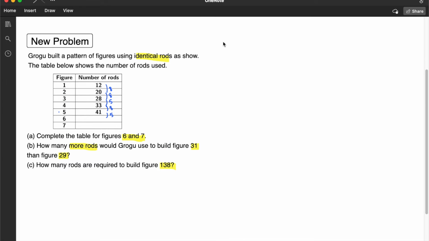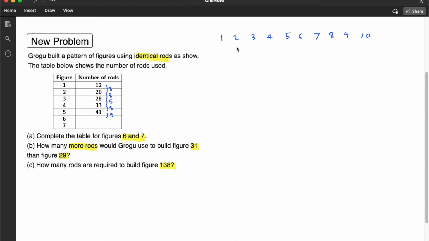Now in order to answer part C, let's reproduce our table into a horizontal form. So we have 1, 2, 3, 4, 5, 6, 7. Let's extend it further to 8, 9, and 10. What we can observe here is that from figure 2 onwards, there is a pattern. Every interval of two numbers, that means from 2 to 4, there is a 13. 4 to 6, there is also a 13.